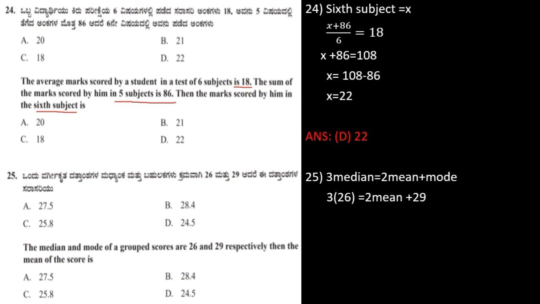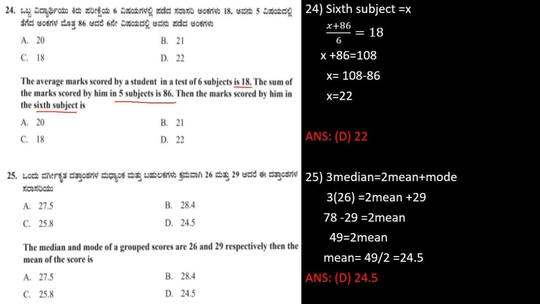By multiplying 26 into 3, we will get 78. We will take 29 that side to this side. It will become 78 minus 29 is equals to 2 mean. By subtracting this, we will get 49 is equals to 2 mean. By dividing 49 by 2, we will get 24.5. Therefore, option D, 24.5 is the correct one.